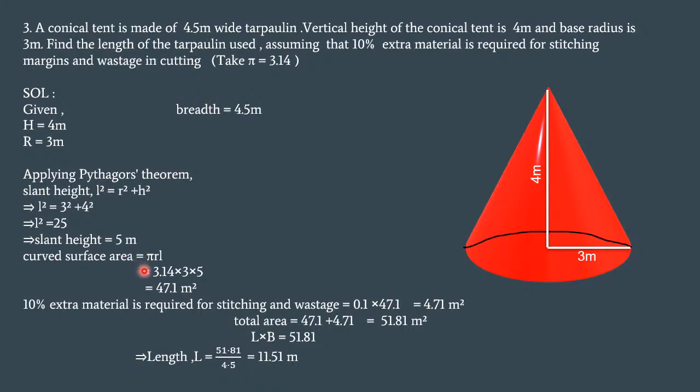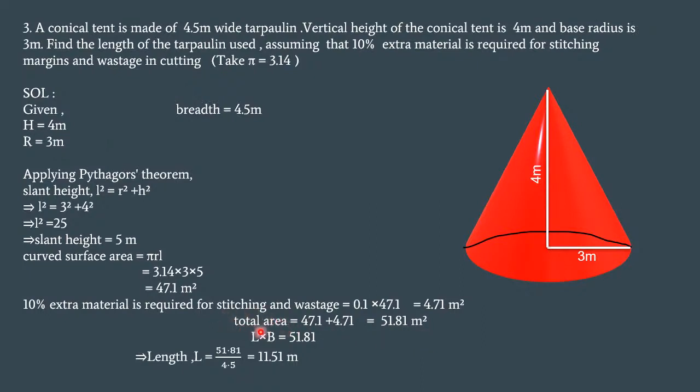Now the curved surface area is equal to pi r l, which is 3.14 into 3 into 5, which is equal to 47.1 meters square. Now 10% extra material is required. So 10 by 100 into 47.1. 10% is 10 by 100, which is 0.1, into 47.1, which is 4.71 meters square. The total area will be 47.1 meters square plus 4.71 meters square, which is equal to 51.81 meters square.